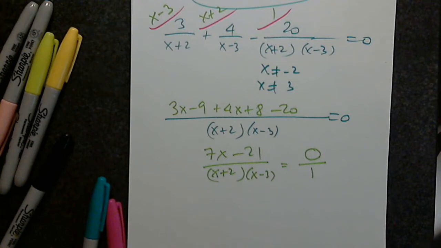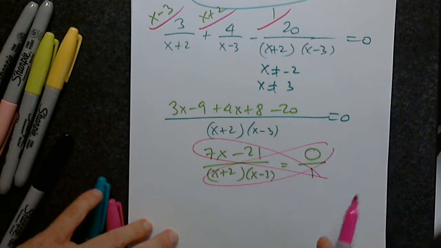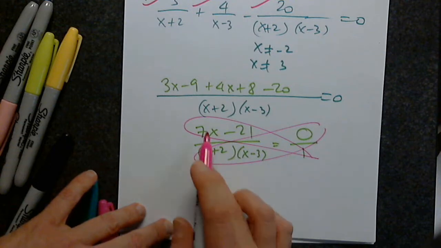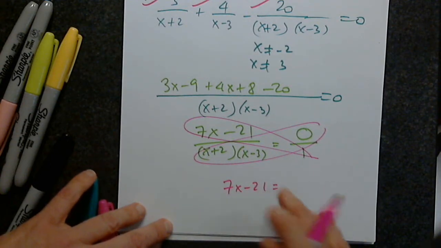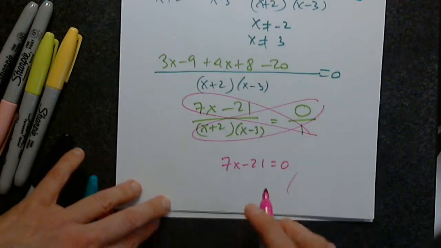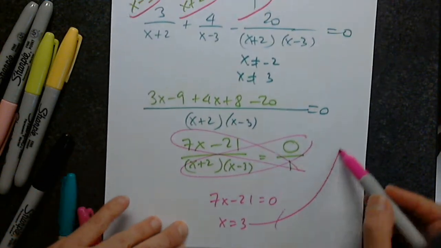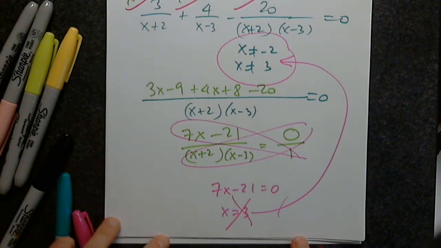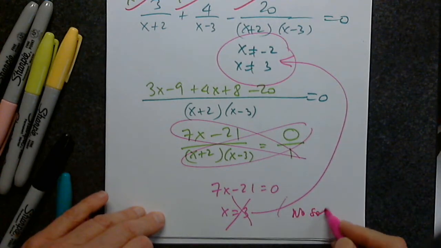Why do I write 0 over 1? Just to refresh our memory that at this point we will cross multiply. If it's not a proportion, I cannot cross multiply. So this times 1 is 7x minus 21 equals this times 0, which is 0. So then x equals 3. I always have to go back immediately to the restrictions that I started with and make a decision. Since I see 3 is on the list, I will say no way. Since it's the only one and it doesn't work because it's among the restrictions, I will say no solutions.